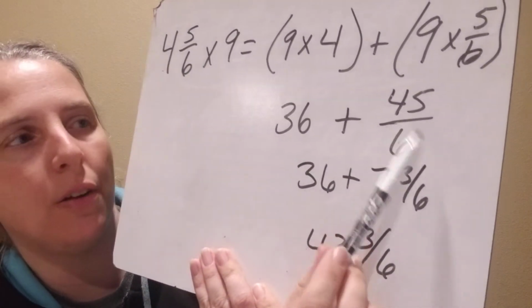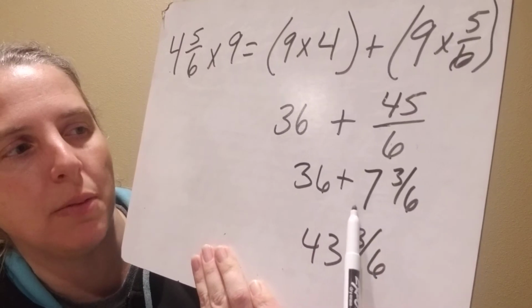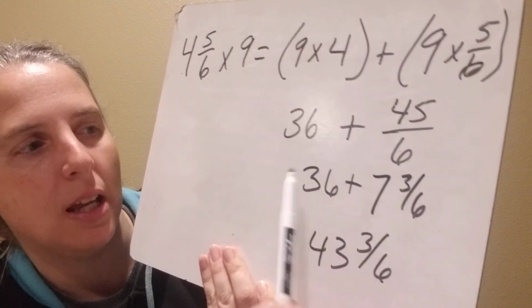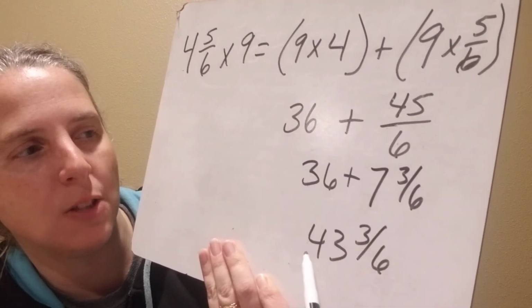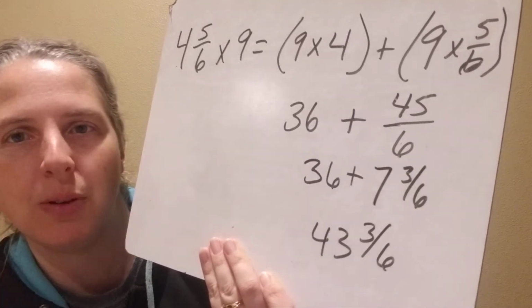The improper fraction as a mixed number should be 7 and 3/6. And I add 36 plus 7, that's 43 and 3/6. All right, I want you to try to do letter C and D by yourself. If you get stuck, then make sure you're asking whoever's in the room to help you, or check it with a neighbor quickly, and then come back and check the answers with me.